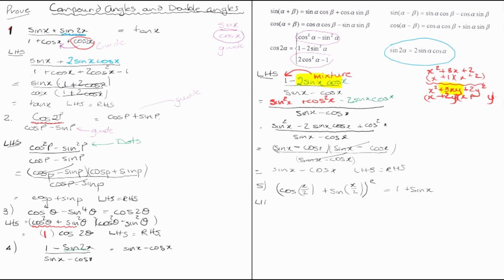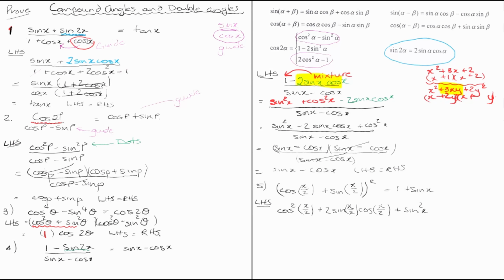So left hand side, I'm going to square a binomial. You can write it out twice and do FOIL, or if you know how to do the shortcut, that would be great. So my left hand side would be cos squared x on 2 plus multiply and double. So 2, I like the sine x on 2 first and then the cos x on 2. There's my middle term, and then plus sine squared x on 2.